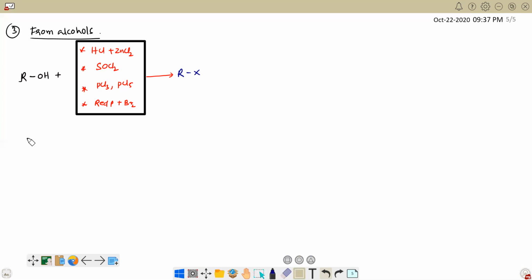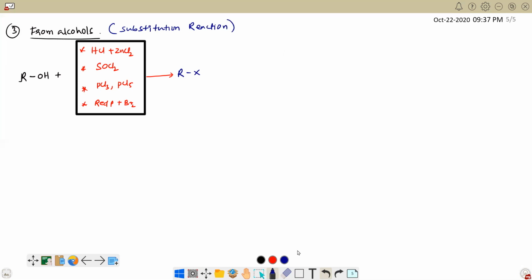Sir, is Markovnikov's rule followed? No, it is not addition now. In the case of only addition reactions, we apply Markovnikov's rule. It is substitution. You can simply write, these are substitution reactions. Substitution reaction means that OH is replaced by Cl, or a halogen. Understood?